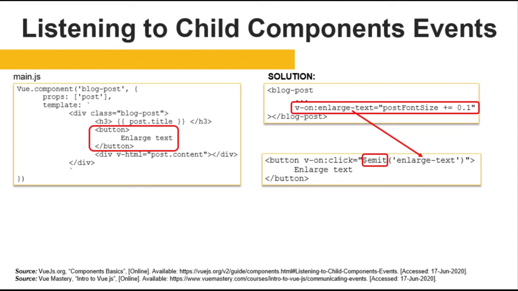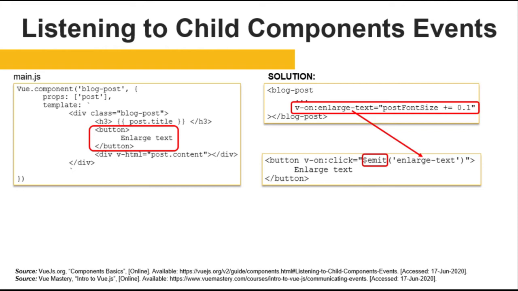Then the child component can emit an event on itself by calling the built-in emit method, passing the name of the event, again that is enlarge-text, as the parameter of the emit method. And thanks to the v-on:enlarge-text equals post font size plus equal 0.1 listener, this is the listener, the parent will receive the event and update the post font size value.